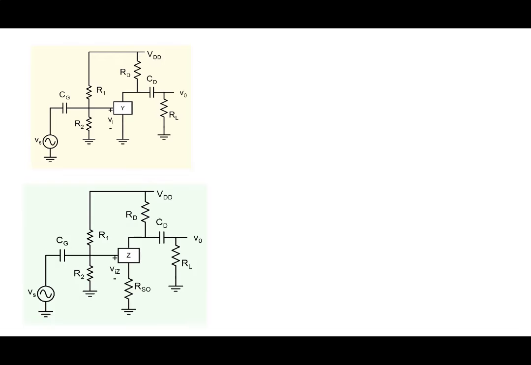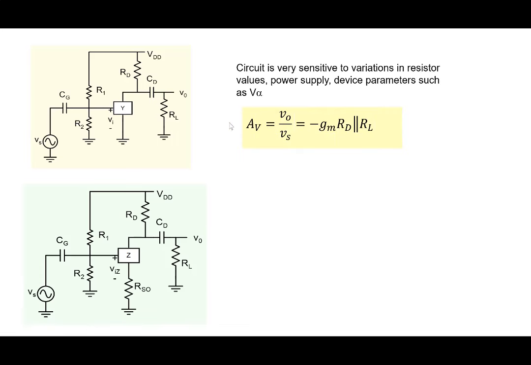All right, so let's compare. This was the original circuit. This was an original amplifier where the characteristics of Y were not very sharp, and so we didn't bother much about the sensitivity. And the gain of this particular circuit was Gm RD parallel RL here.